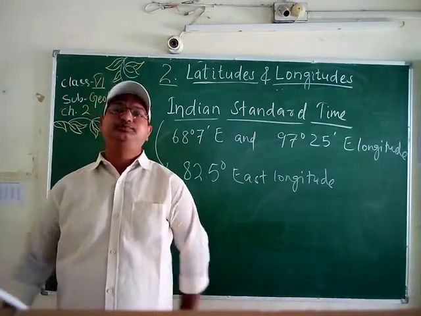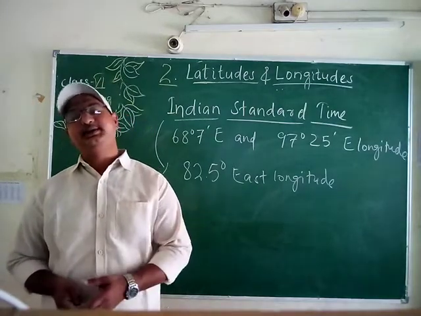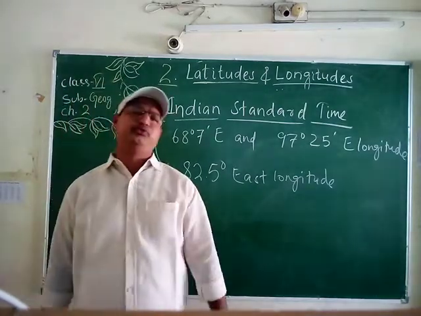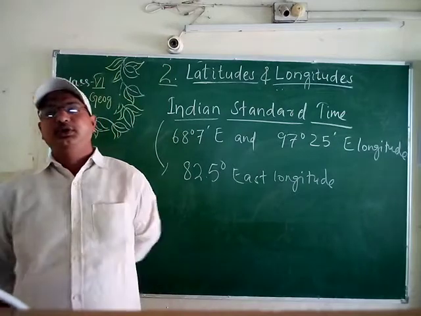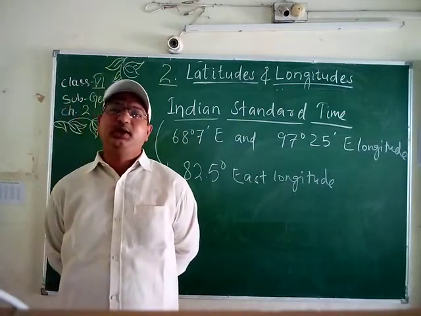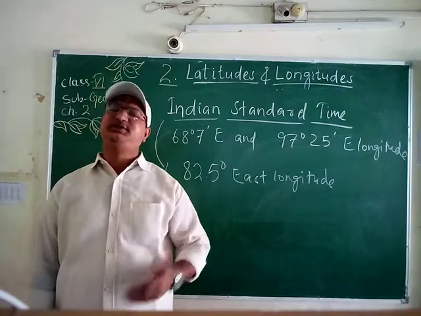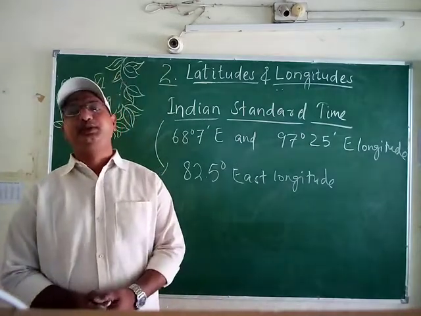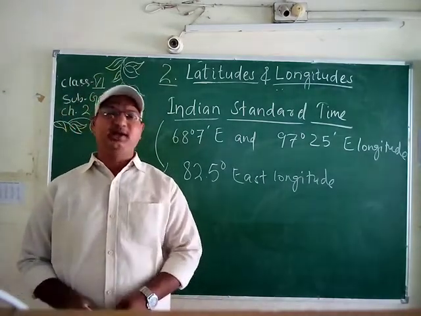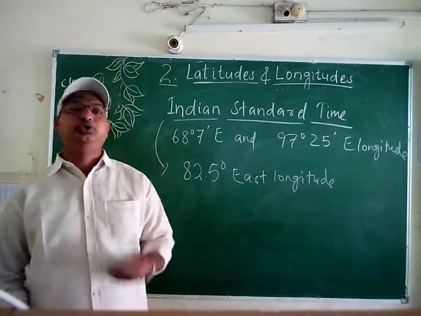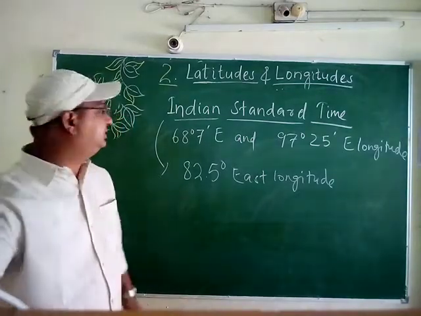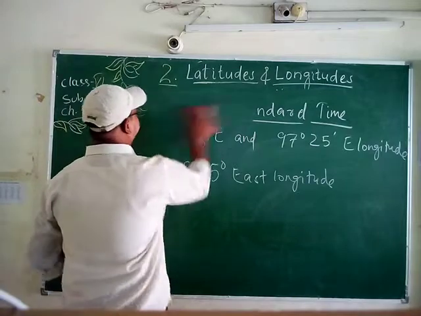First of all, there is some exercise, sorry, a little bit of work given to you in the textbook: locate and label the following places. Some examples are given: Singapore, Sydney, Dhaka and Mumbai. We can do it in class, now it's not possible. So the last topic, students, is the international date line.